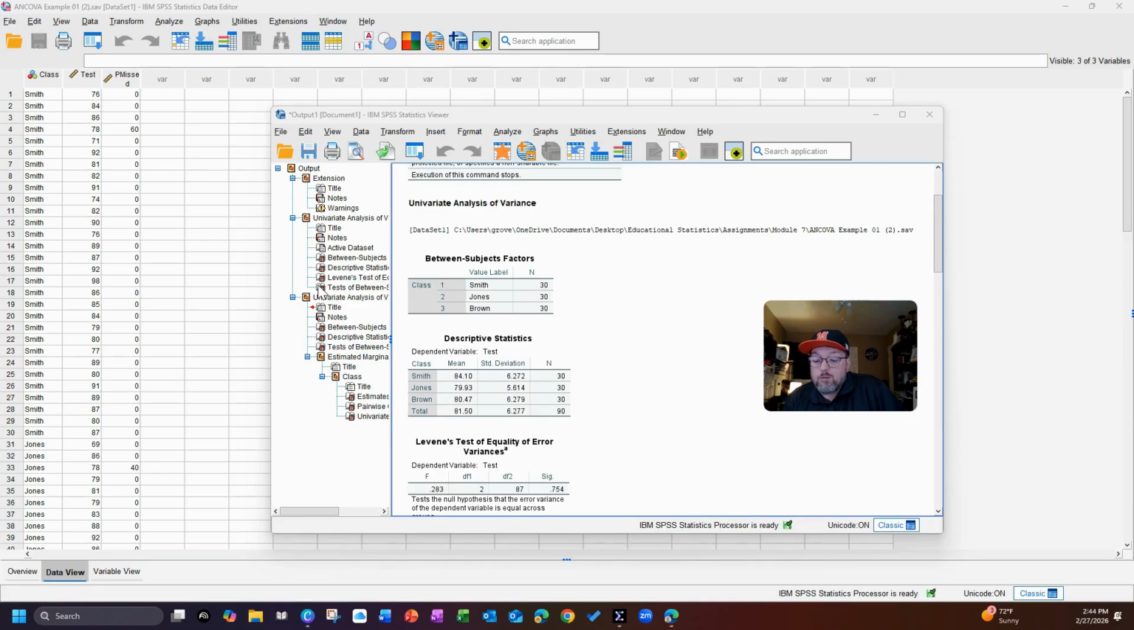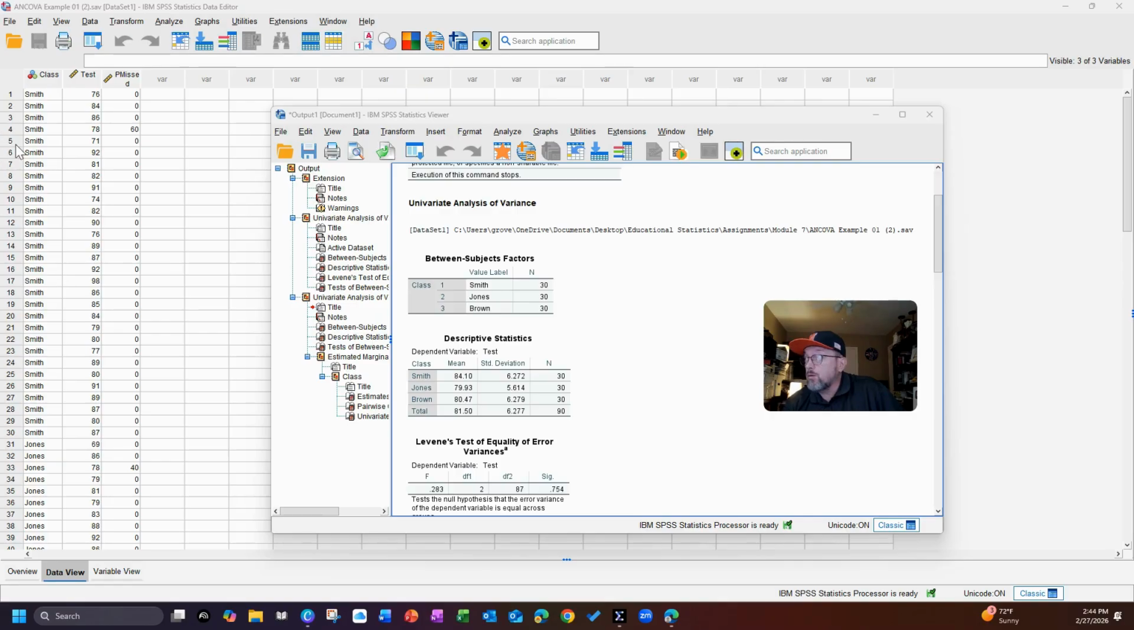missed. And before interpreting my ANCOVA, I need to verify 2 key assumptions: homogeneity of regression slopes and homogeneity of variance. To check the first assumption, homogeneity of regression slopes, I need to run a custom model that includes an interaction term between the factor, class, and the covariate, PMissed.